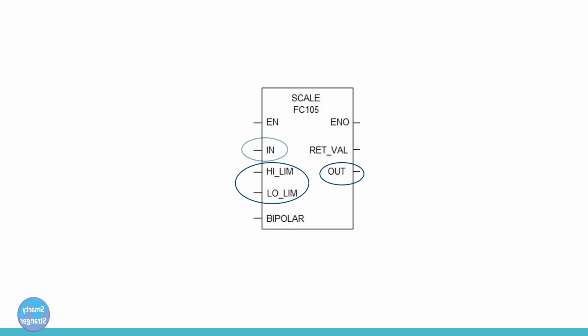Here we take a look at the scaling block. The scaling block takes the analog value at the in pin and converts it to a real value in engineering units, scaled between a low and a high limit. The result is written in out.